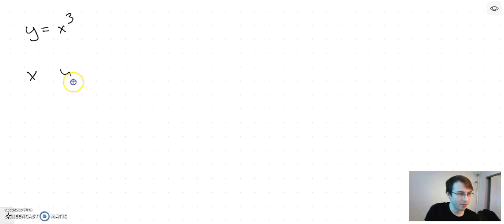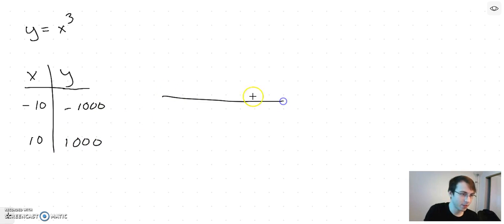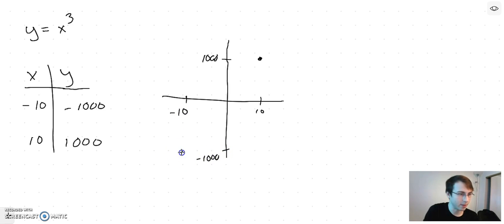So if we make an xy table for this, and let's just say we plug in -10 for x and 10 for x. Well, -10 cubed is -1,000, and 10 cubed is positive 1,000. So if we graph this, then at 10 we've got like 1,000, and at -10 we've got -1,000. So maybe our graph looks something like that.